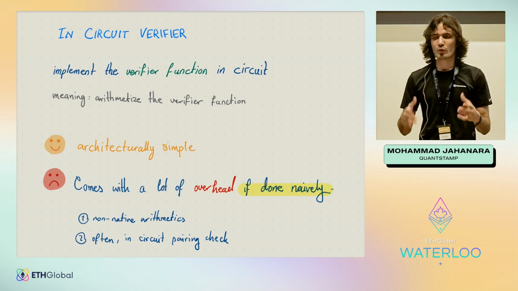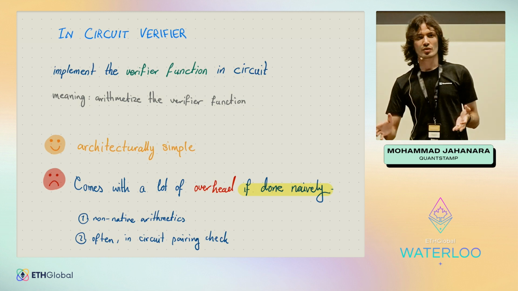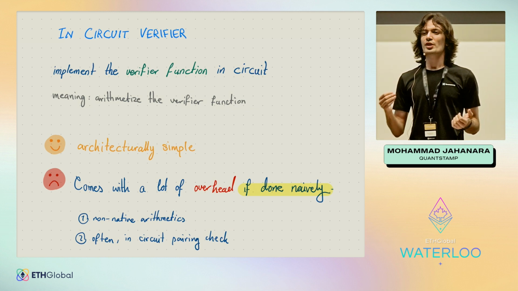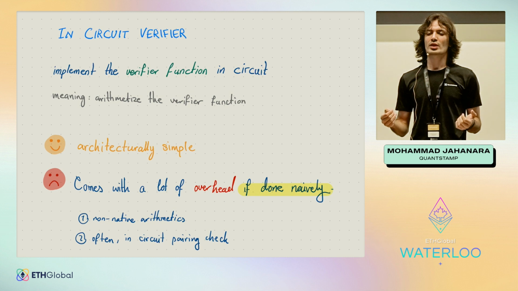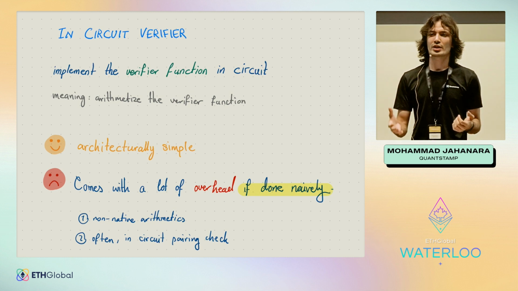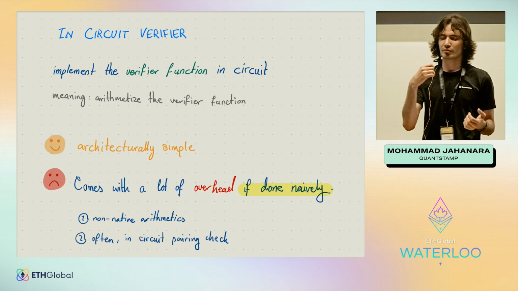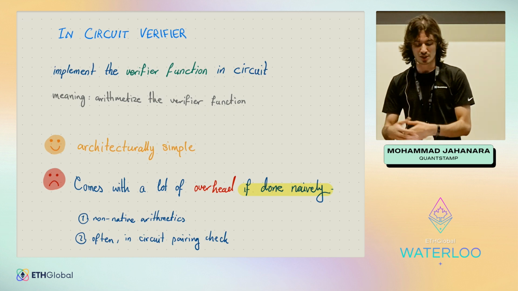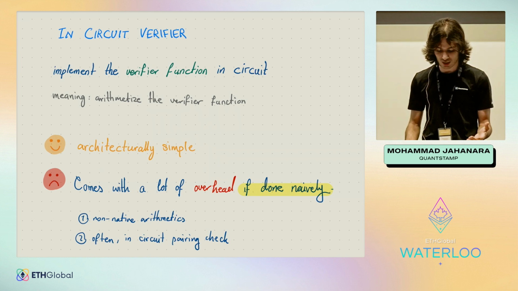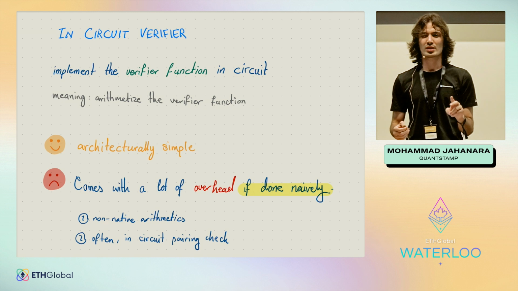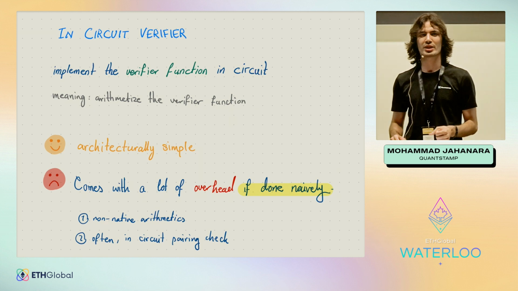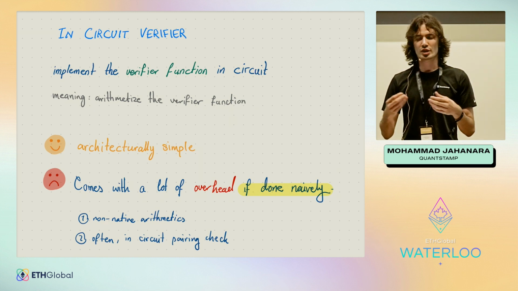And I'm going to tell you why that is. There are two reasons for this large overhead. The first one is we have to deal with something called non-native field arithmetics. And the second one is often we have to do this pairing check I mentioned at the beginning in circuit, which is a very costly operation.